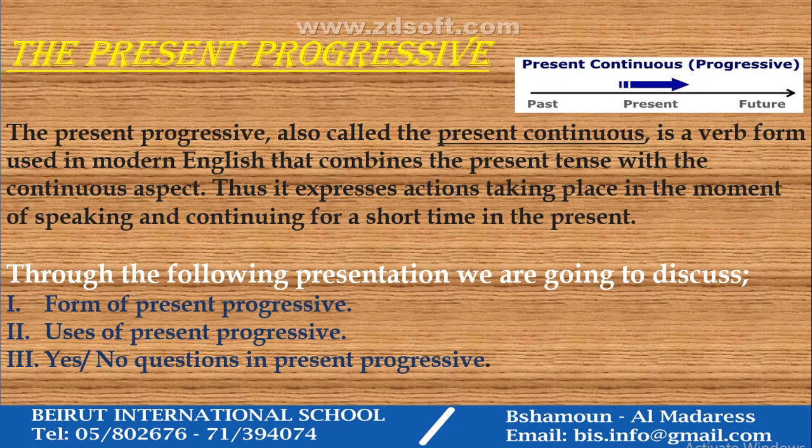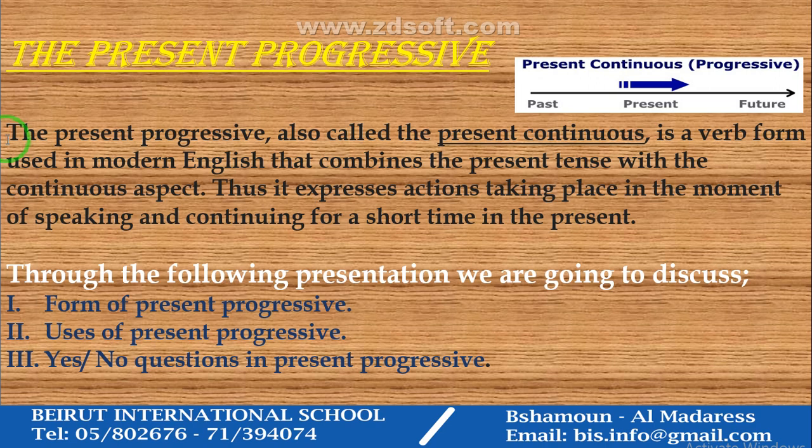We have the simple, we have the continuous, we have the perfect, and we have the perfect continuous, or instead of the continuous we can call it progressive. So the four aspects of each tense are the simple, the progressive, the perfect, and the perfect progressive. Now what we are going to discuss is the progressive, and we're going to start with the present progressive, not past progressive nor future progressive. We are talking here about present progressive.